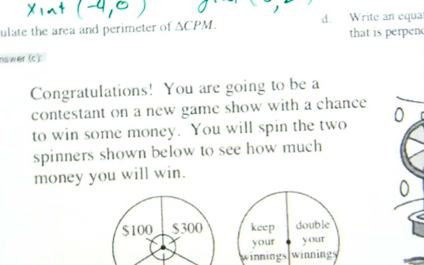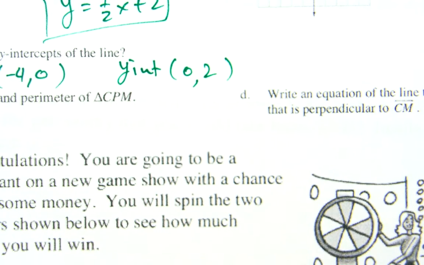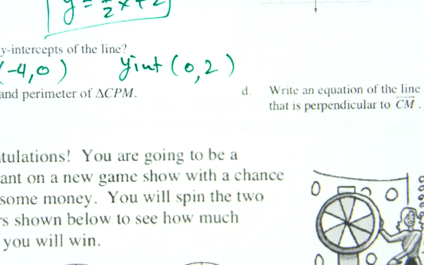Calculate the area and perimeter. That should be pretty easy to do. Write an equation of the line that's perpendicular to CM. Okay. Area.